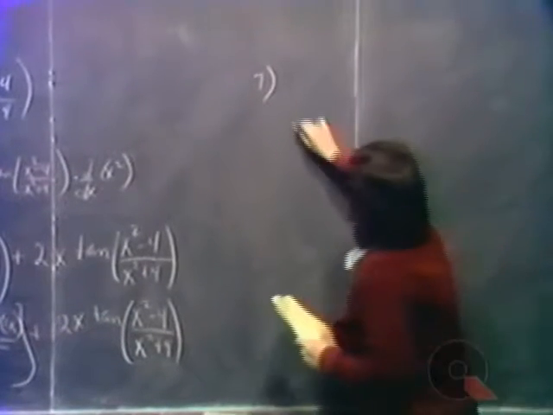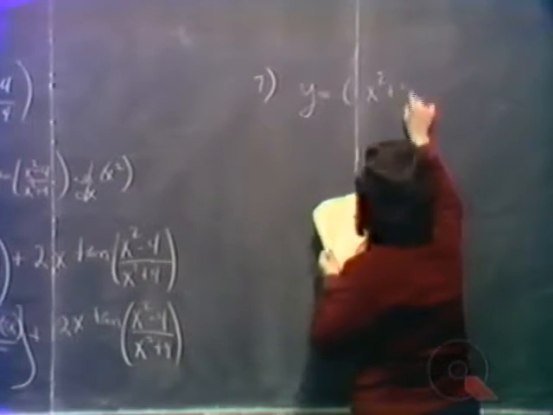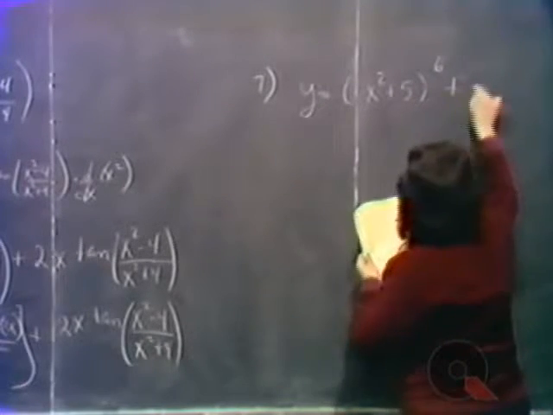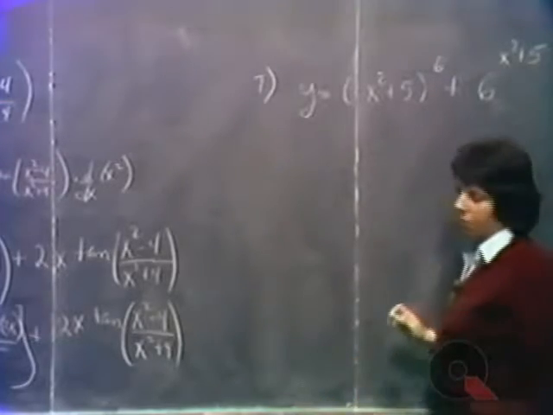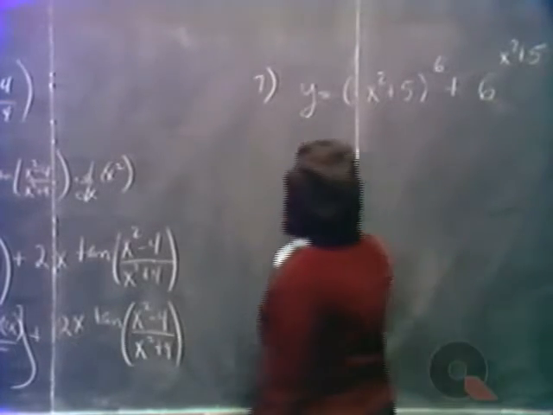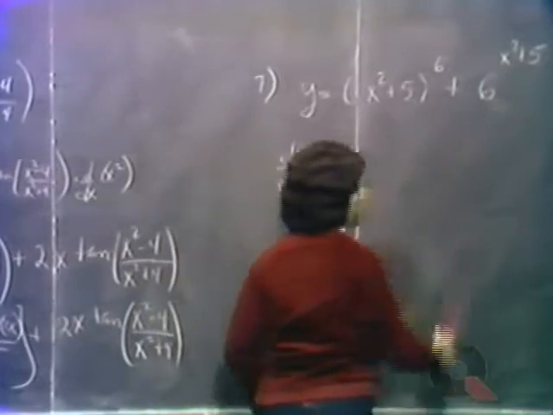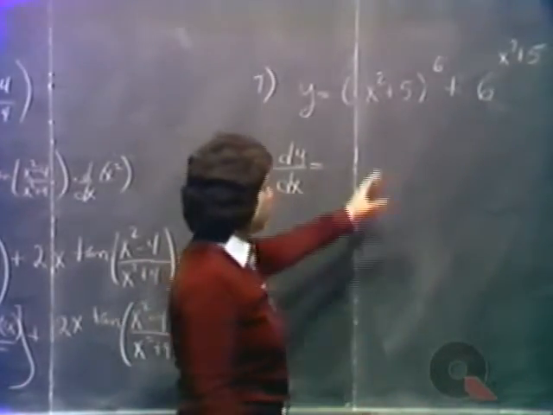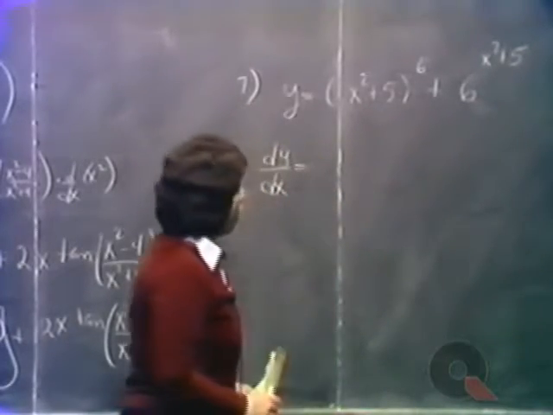In our next example, we have the following. y equals x squared plus 5 to the 6th power plus 6 to the x squared plus 5 power. And basically, what we're going to do is break it up, differentiate each little problem separately, and add the results. We can take the derivative of this and then add the derivative of that.